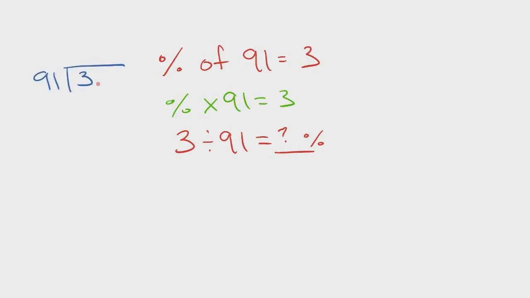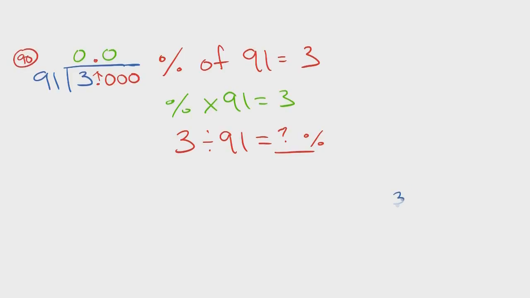Well, definitely the 3 is going to be too small, so I'm going to have to add a decimal. Bring it straight up. I'm going to add 3 zeros. And we know that 91 cannot go into 3, 0. 91 cannot go into 30, 0. And how many times does 91 go into 300? Well, let's just look at this as 90. How many times does 90 go into 300? 3 times 9 is 27, so my guess would be 3.